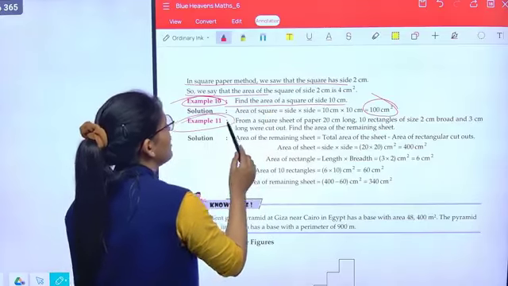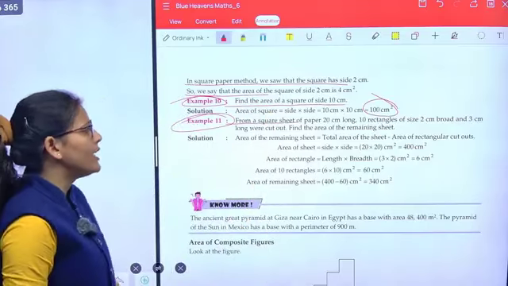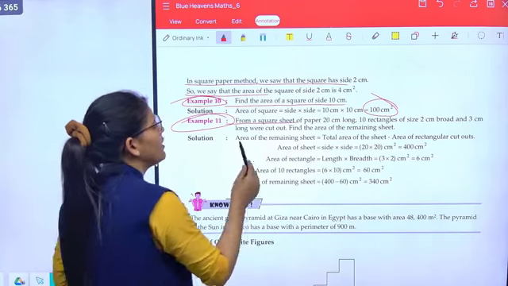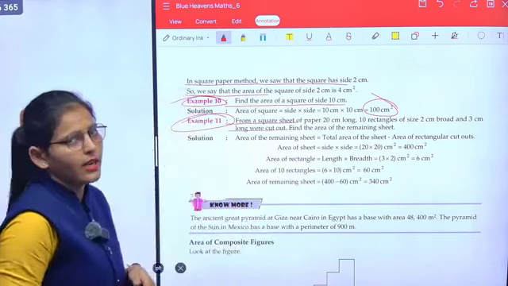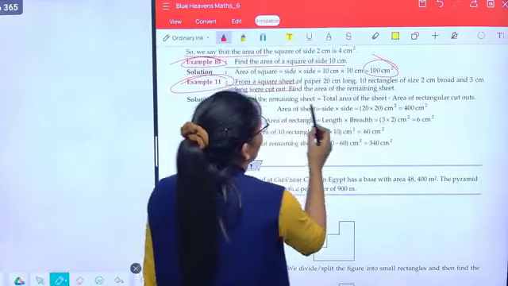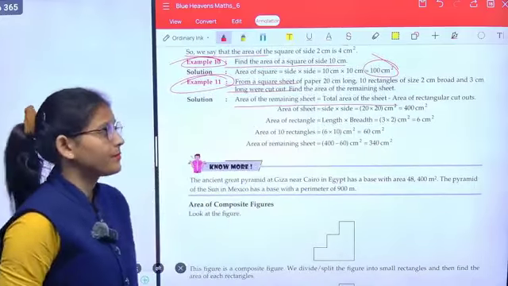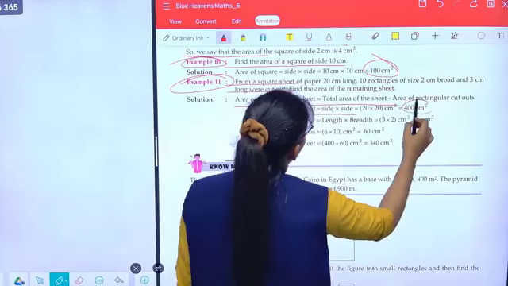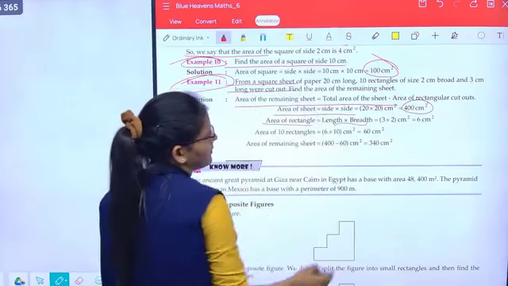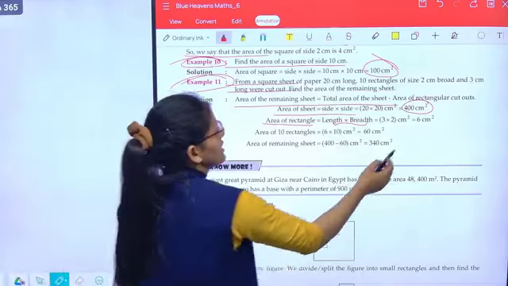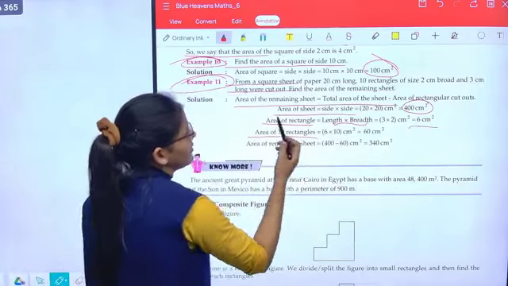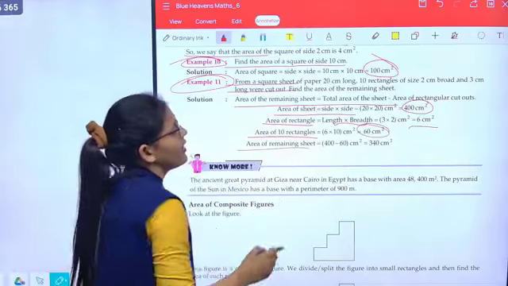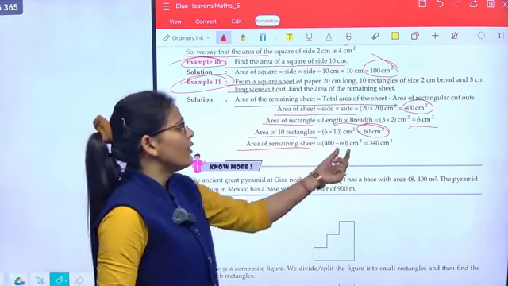Come on, example number 11. From a square sheet of paper 20 centimeter long, 10 rectangles of size 2 centimeter broad and 3 centimeter long were cut out. Find the area of the remaining sheet. Area of the remaining sheet is total area of the sheet minus area of rectangular cut outs. Area of sheet, side into side, that is 400 centimeter square. Area of rectangle, length into breadth, 3 multiplied by 2, 6 centimeter square. Area of 10 rectangles, 6 multiplied by 10, that is 60 centimeter square. Now class, area of remaining is 400 minus 60 centimeter square, that is 340 centimeter square.